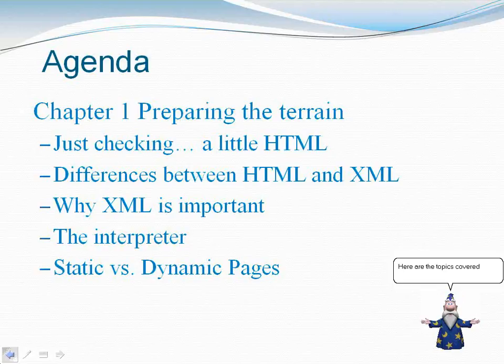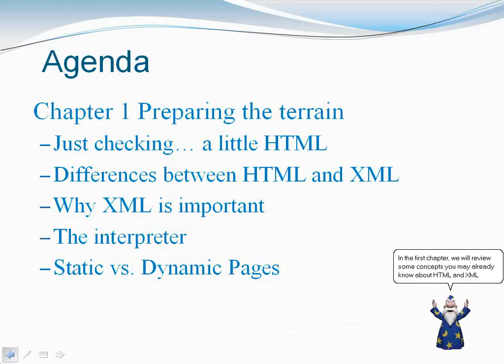Here are the topics covered in this chapter. Each topic has a corresponding video. In the first chapter, we will review some concepts you may already know about HTML and XML. And we will learn about the differences between them. We will also talk about why XML is important. Then we will learn about what an interpreter does. Finally, at the end of this chapter, I will show you the difference between a static and a dynamic page.